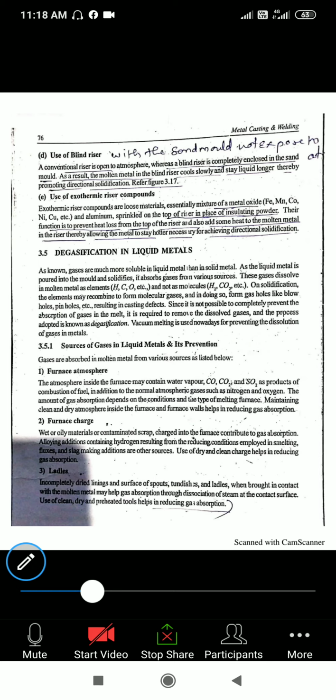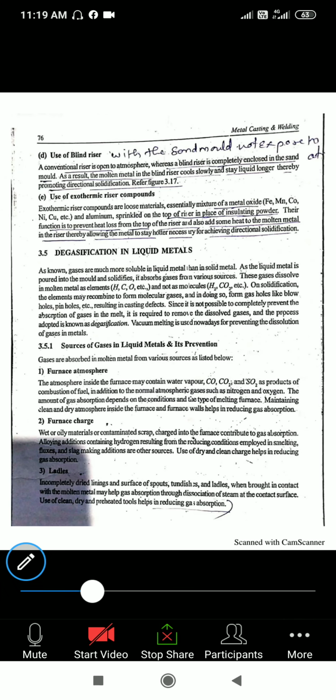Now let us discuss degasification in liquid metals. As known, gases are much more soluble in the liquid than in the solid metal. So when you ask what we mean by degasification and why it is required, I will tell you before going to the degasification method.